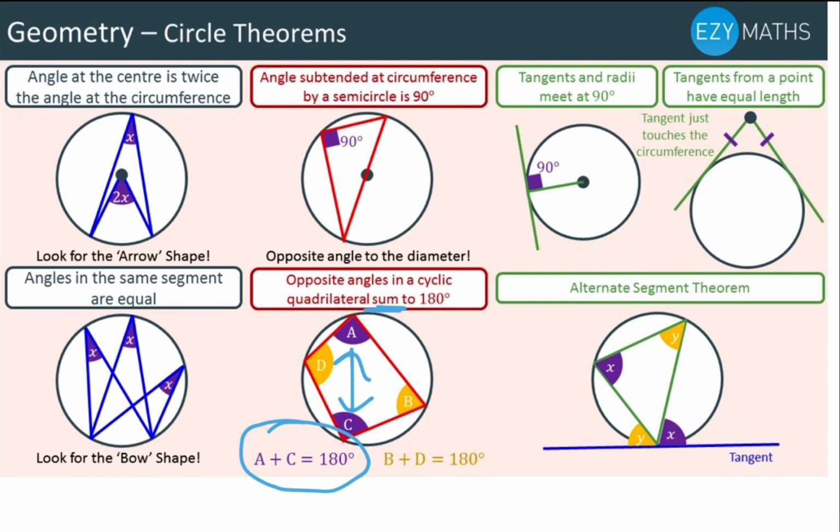So you don't have to say A and C, you just need to say opposite angles in a cyclic quadrilateral add up to 180. And it's the only one that's got a four-sided shape in there. That's why I've covered those two first. So if you ever see a four-sided shape, cyclic quadrilateral, that's the theorem for it.